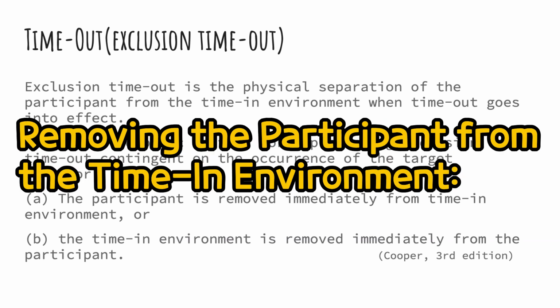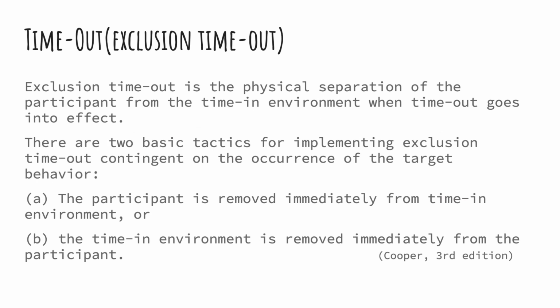Removing the participant from the timing environment in a classroom setting. If a student is repeatedly disruptive by talking out of turn, the teacher might ask the student to leave the classroom and wait outside for a few minutes before returning. This physical separation from the classroom environment serves as a consequence for the disruptive behavior, giving the student time to calm down and reflect on their actions.